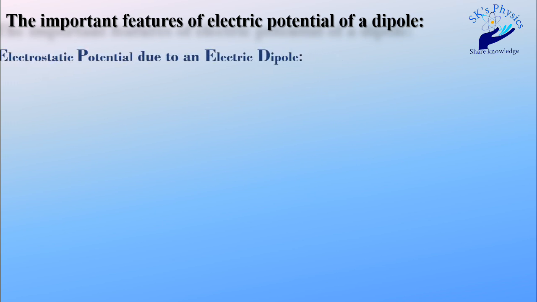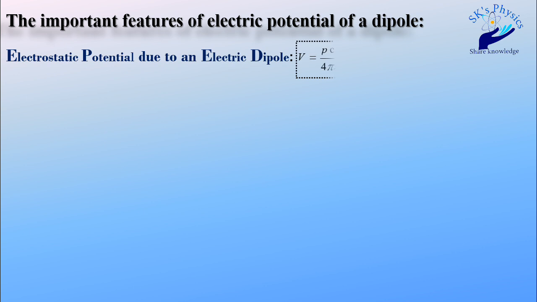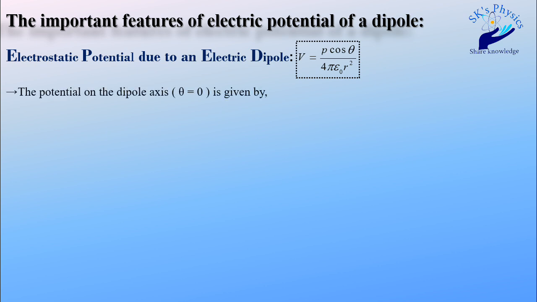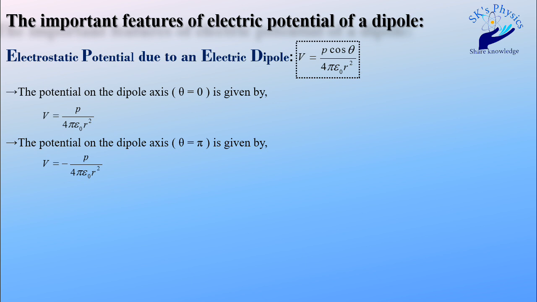Electrostatic potential due to an electric dipole, we know that V is equal to p cos theta upon 4 pi epsilon 0 r square. Now the potential on the dipole axis, that means theta is equal to 0, V is equal to p upon 4 pi epsilon 0 r square, because cos 0 is 1. The potential on the dipole axis when theta is equal to pi is given by V is equal to minus p upon 4 pi epsilon 0 r square, because cos pi is equal to minus 1. The electric potential on the equatorial plane, that means theta is equal to pi by 2, is 0, because cos pi by 2 is 0.